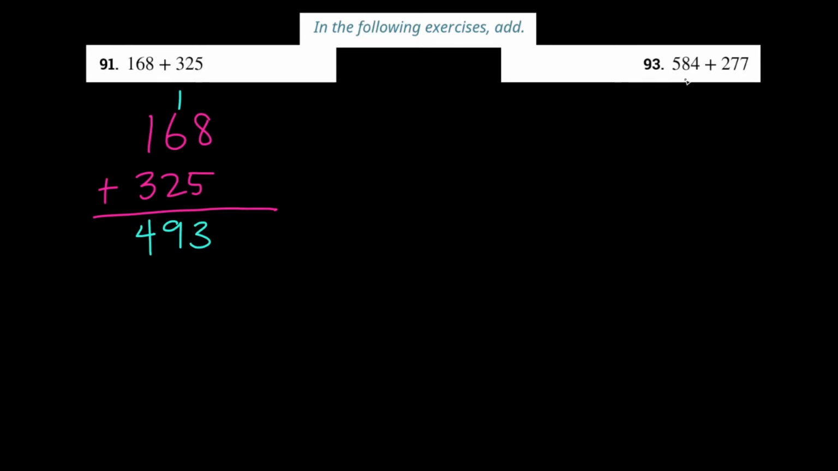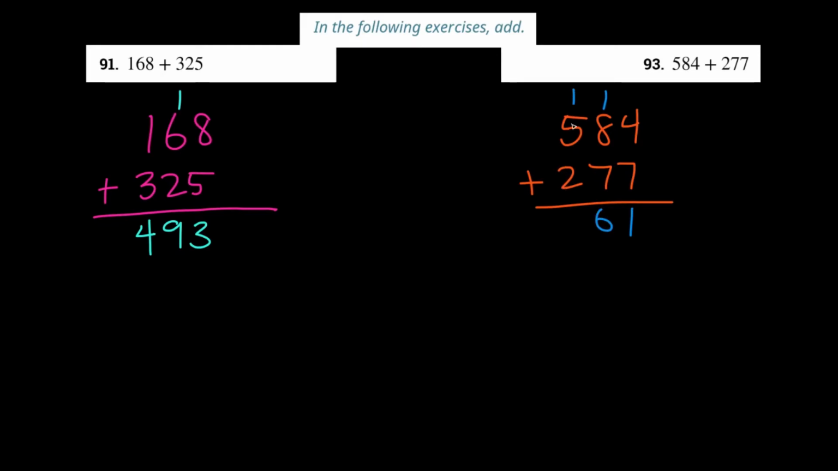We look at number 93. We have 584 plus 277. Now we want to start off by adding the ones column together. 4 plus 7 is 11. So we put the 1 here and carry the 10. 1 plus 8 is 9. Plus 7 more is 16. So we have 16 tens. So we put the 6 here and carry the extra 1.